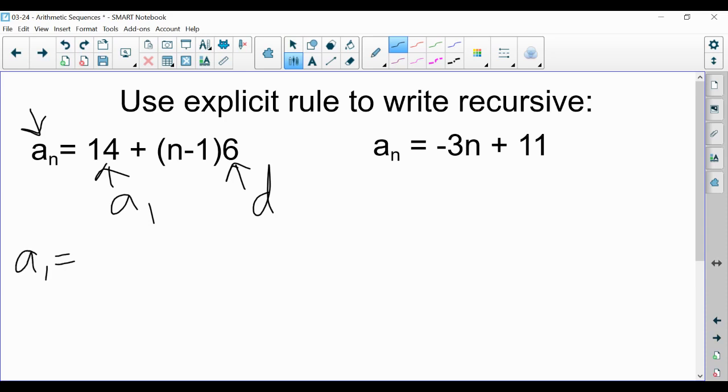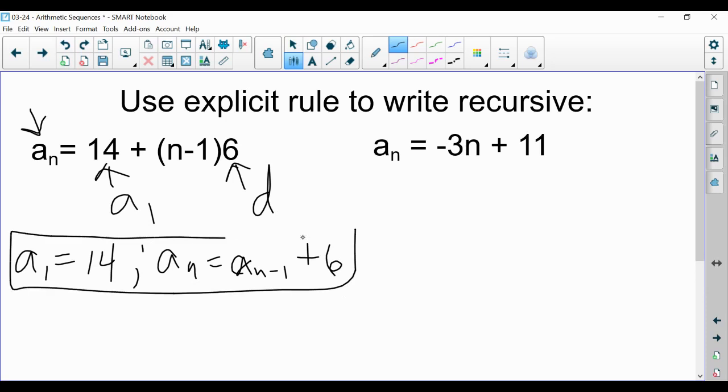So I write my first term, which is 14, put a little semicolon between it just to give me some space. And then we write all the weird notation. So a sub n equals a sub n minus 1. This is the thing that doesn't change. And all I need to add behind here is whether I'm adding or subtracting a number, if this is arithmetic. So this is a positive 6, which means I'm going to be adding 6. And that's our recursive form. That's it.